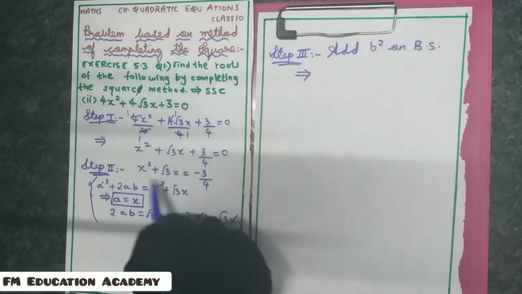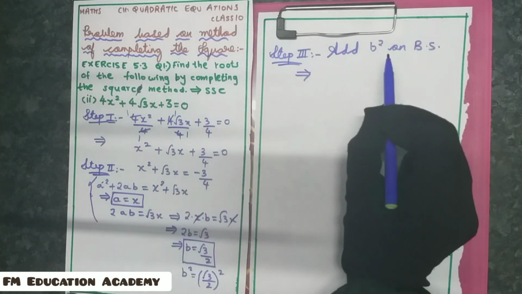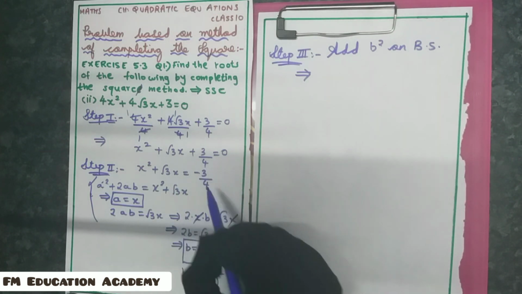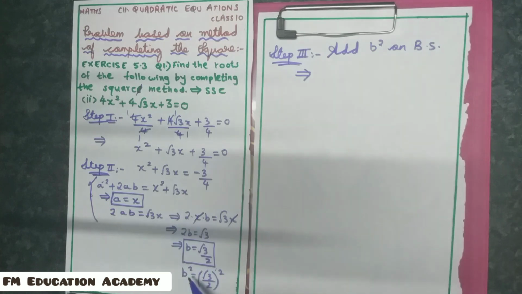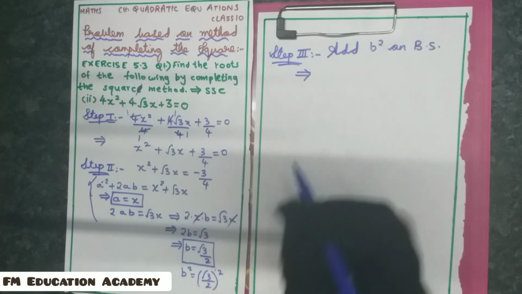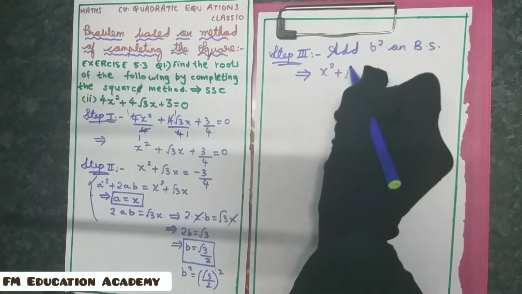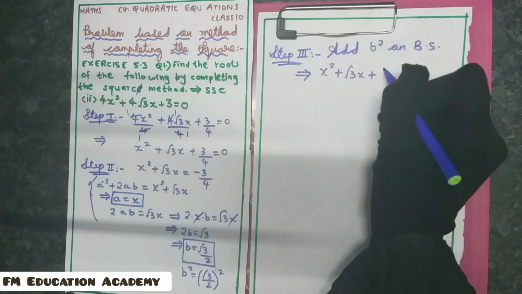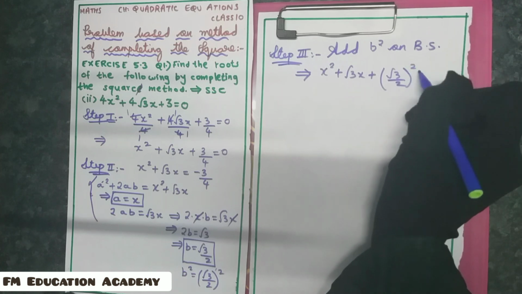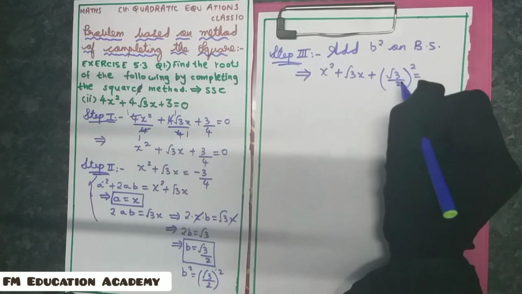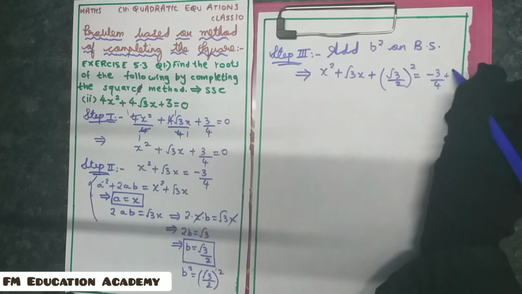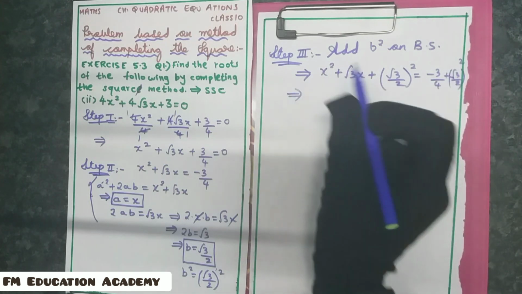That is, to this x square plus root 3x, I'm going to add the b square value, that is root 3 by 2 whole square. And also on the RHS, that is minus 3 by 4, I'm going to add root 3 by 2 whole square, because that is the value of b square we are getting. So x square plus root 3x plus, what is the value of b square I got? Root 3 by 2 whole square, is equal to whatever I'm adding on LHS. Always remember, the same thing we have to add on RHS. So minus 3 by 4 plus root 3 by 2 whole square.